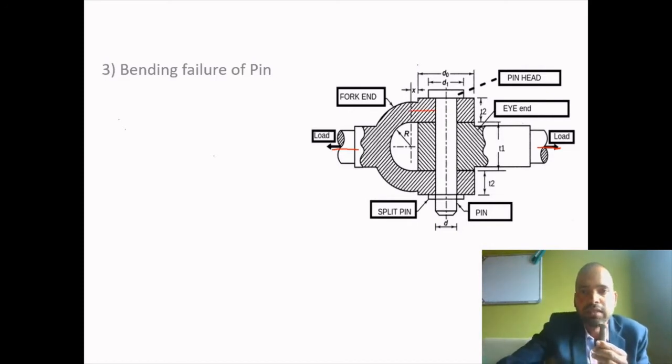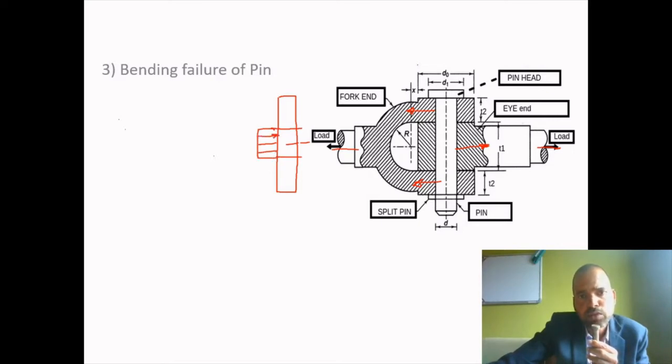Means what? This double eye will try to pull this pin at this place, and this single eye will try to pull this pin at the other end. So because of that, this central pin will be subjected to bending. For example, this is the central portion of the single eye. There will be a rectangular distribution of the forces.